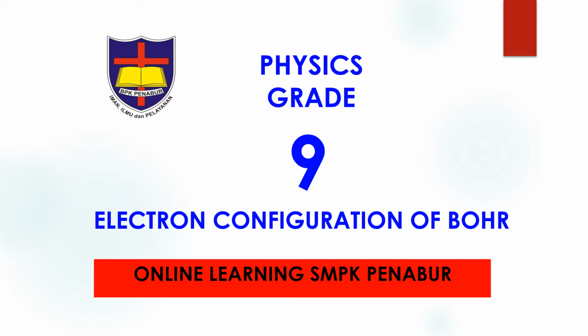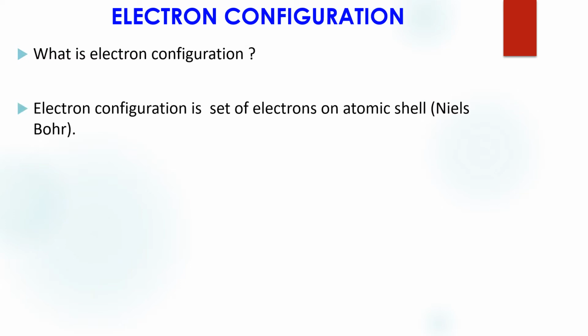Today's topic is electron configuration of Bohr. What is electron configuration? Electron configuration is the set of electrons on atomic shells. At first, electron configuration was proposed by Niels Bohr.